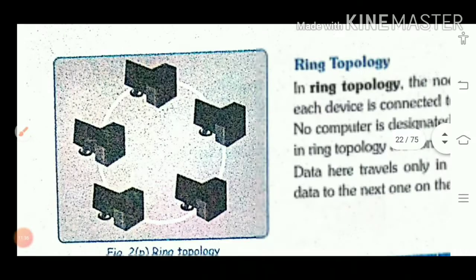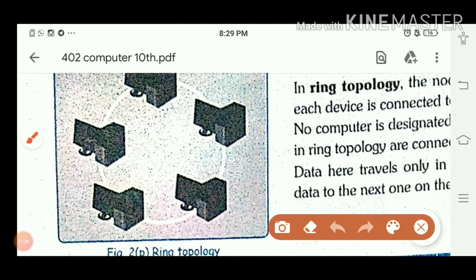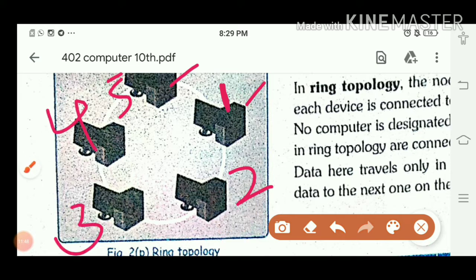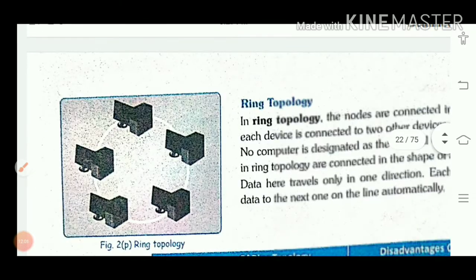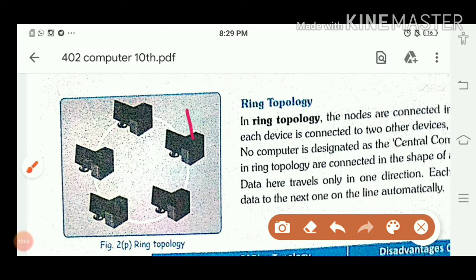Here every node can act as a server. ठीक है. यहाँ पे कोई भी सेंट्रल कंप्यूटर नहीं है. This node is connected to this one and this one. Suppose this one is node 1, this one is 2, 3, 4 and this one is 5. Now node 1 wants the data from node 4. How will it take? It will send the request with the help of node 5.